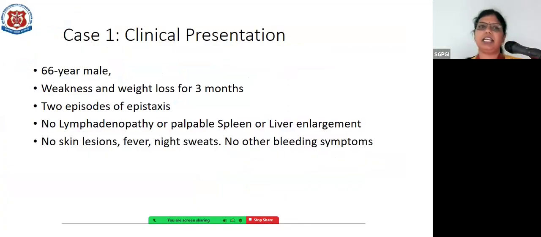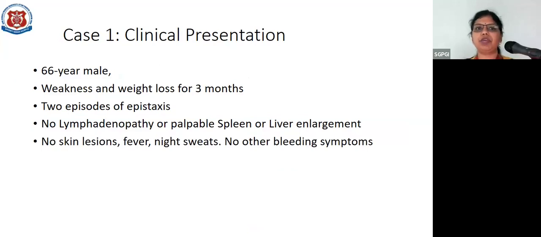So I'll start directly with my case one, a 66-year-old male who presented with complaints of weakness and weight loss for 3 months and 2 episodes of epistaxis. When he visited the clinic, he did not have any palpable lymphadenopathy or spleen or liver enlargement. There were no skin lesions or other B symptoms like fever, night sweats, and there were no other bleeding symptoms. This epistaxis was the first episode he had during his lifetime. So a routine CBC and a coagulation profile was advised, seeing the history.